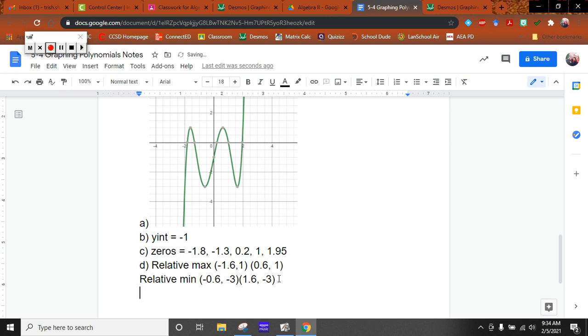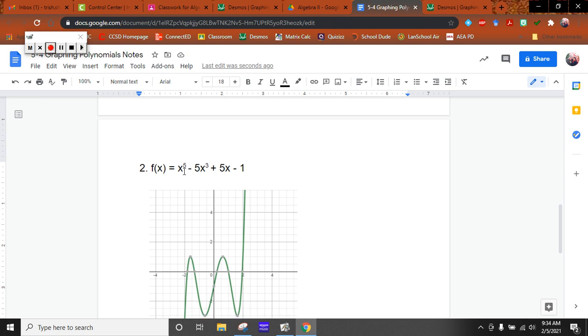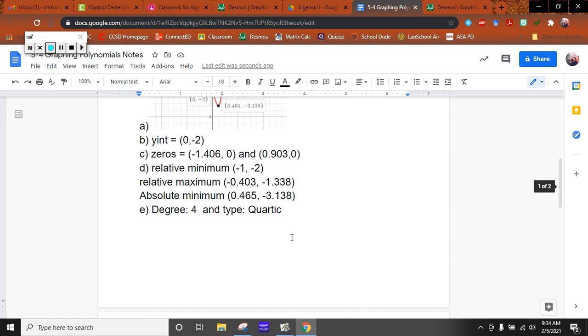And then finally, the last part is degree and type. Again, degree and type doesn't come from the graph, it comes from the equation. So the degree is 5. I do list both the degree and type in this list. So that would be what the assignment will look like.